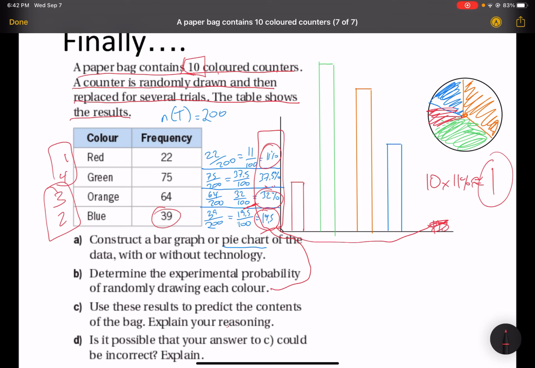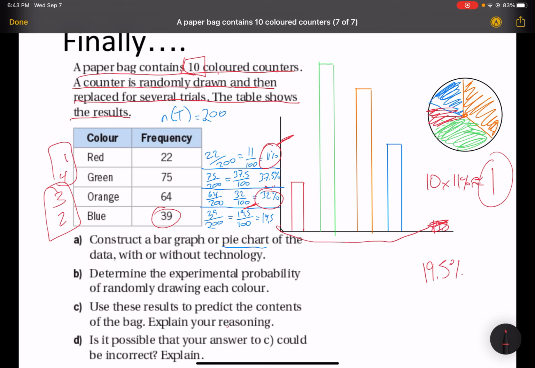With 19.5%, essentially the closer you are, it's like 1.95 of them. If I multiply this by 10, look, 19.5% or 0.195 times 10, I get 1.9. It's so close to 2, right? It can't possibly be 1. Okay, so that's why it's 2. Very confident in that.